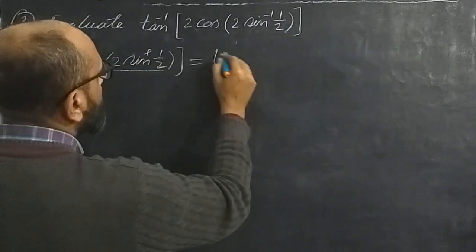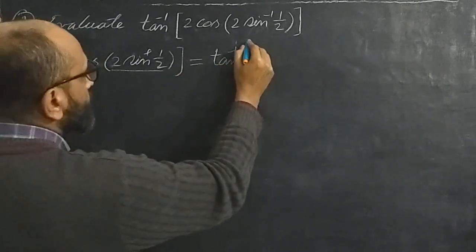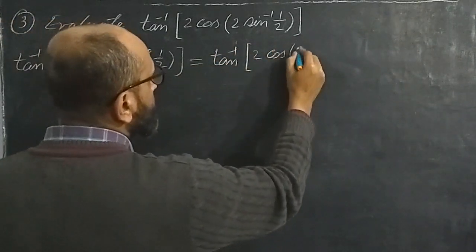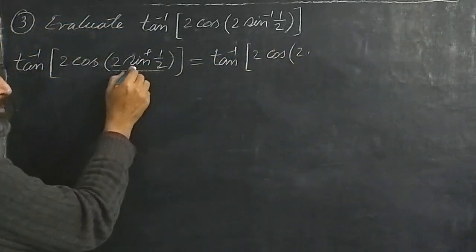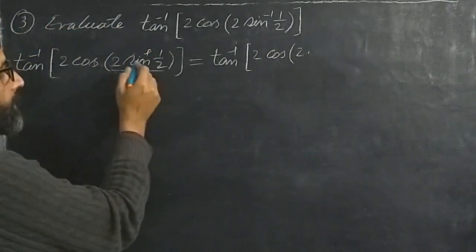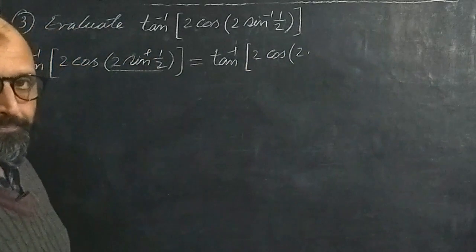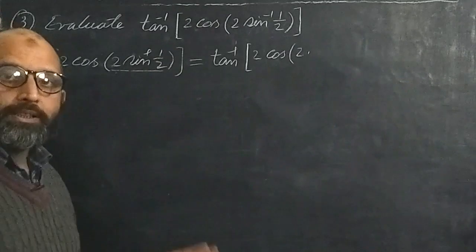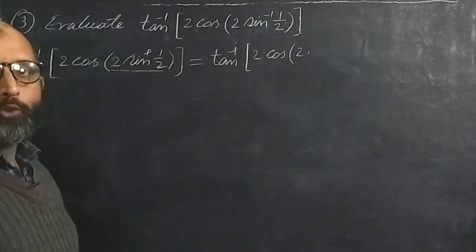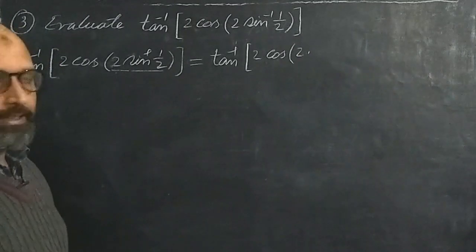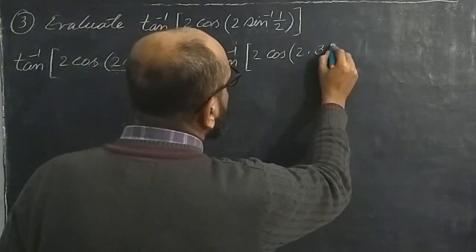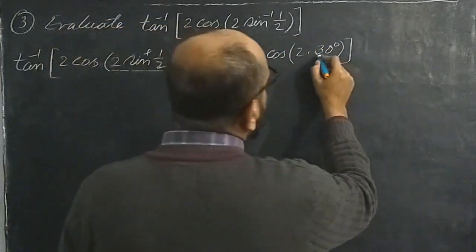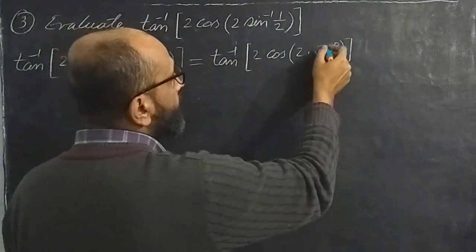So tan inverse as it is, square bracket as it is, 2 cos as it is, and parenthesis 2, and now we have to write down the value of sine inverse half. So as I have explained in my previous video, the concept of inverse trigonometric function, sine inverse half means that angle for which sine has the value half. So that is 30 degree. So we write 30 degree or pi by 6, whatever you write. In the degree we write 30 degree, and in radian measure we write pi by 6.